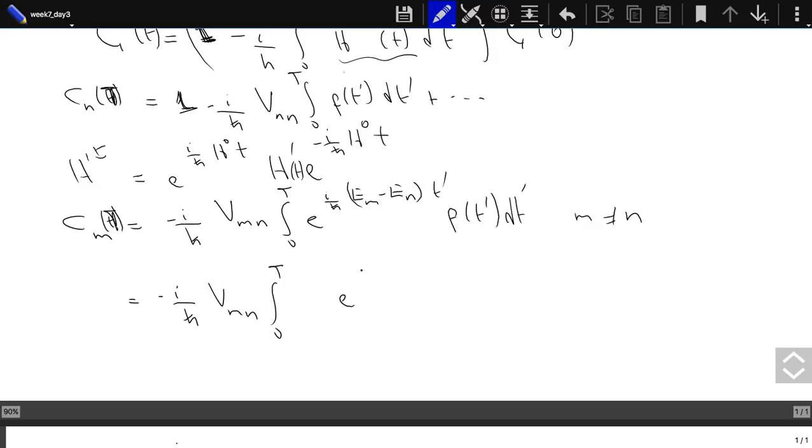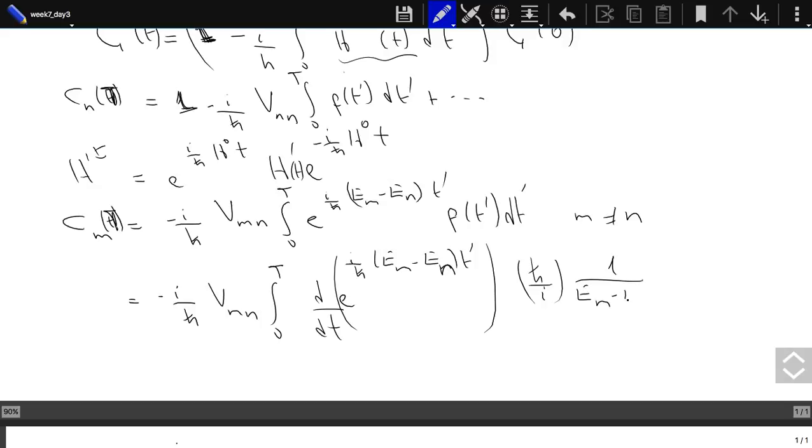But to do the integration by parts, we have to have some derivative somewhere. But I can do this one. i over h bar Em minus En of t prime is nothing but, if I take its derivative, this is h bar over i, 1 over Em minus En. So if I take the derivative of the exponent, it will cancel those factors that I inserted. f of t prime, dt prime. Now these h bars cancel, this i will cancel.